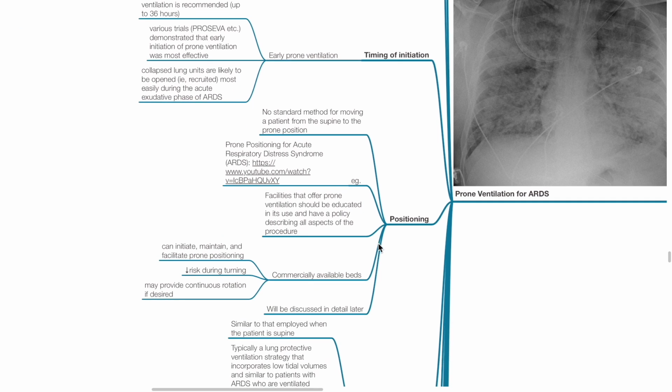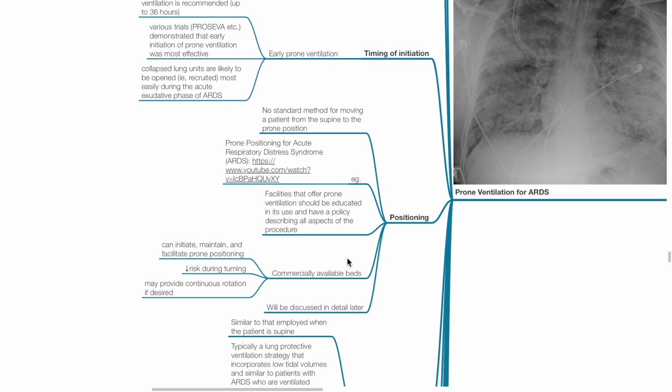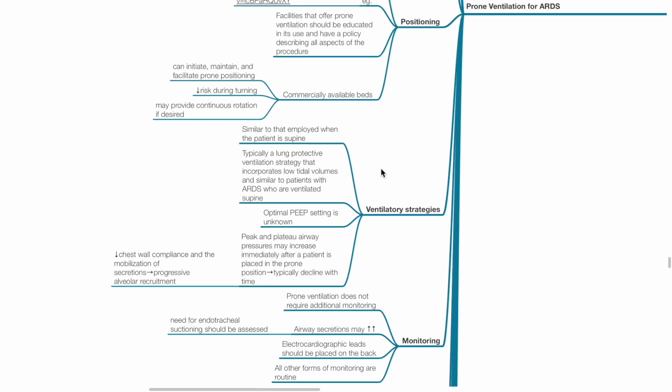Positioning. No standard method for moving a patient from supine to prone position exists. This video link shows an example of positioning of the patient prone. Facilities that offer prone ventilation should be educated in its use and have a policy describing all aspects of the procedure. Commercially available beds can initiate, maintain and facilitate prone positioning, reduce risk during turning, and may provide continuous rotation if desired. Ventilation strategy is similar to that employed when the patient is supine.